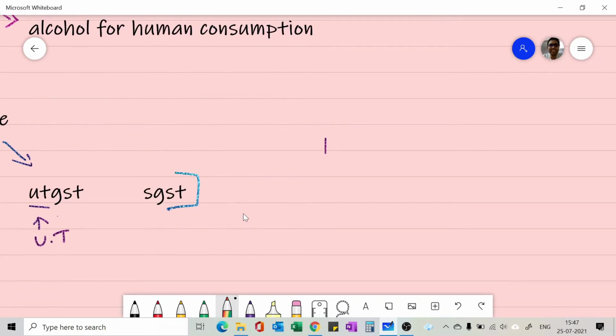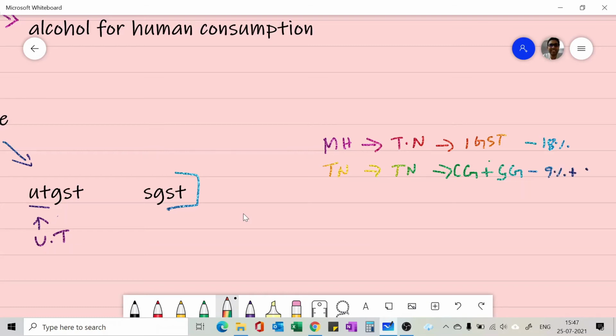Now we'll understand by an example. Let us say goods are traveling from Maharashtra to Tamil Nadu. What will be the tax applicable? It is IGST. Now let us say goods are traveling within Tamil Nadu. What will be the tax applicable? It is central GST plus state GST. For the time being, we'll take an example of an 18% rate on goods. So IGST is 18%, and CGST and SGST will be 9% plus 9%, as revenue is shared between central and state governments.